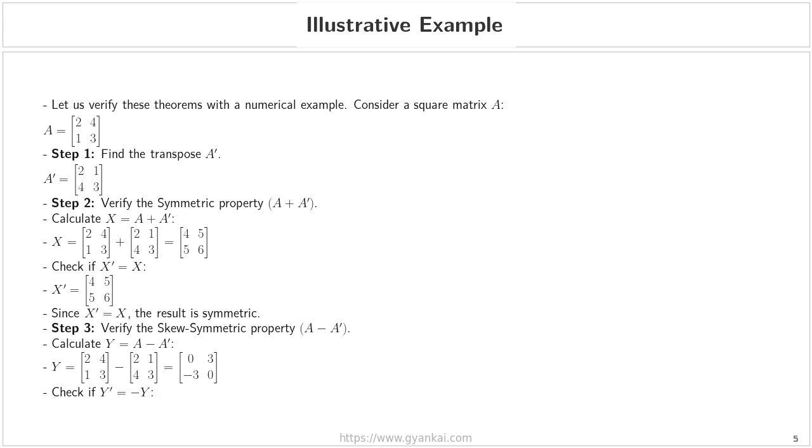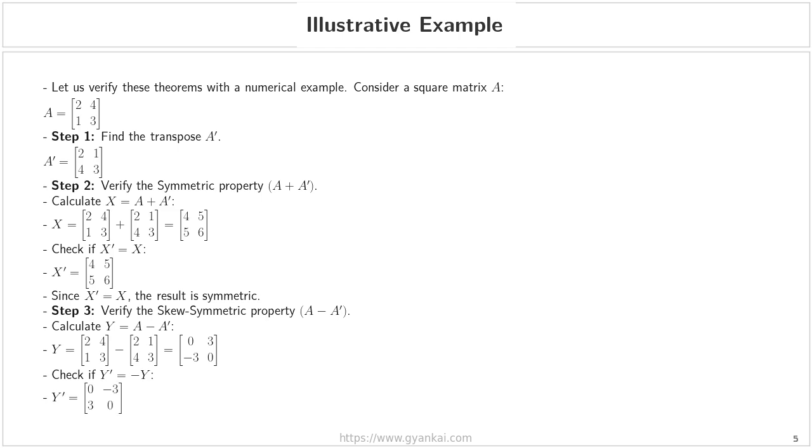To check for skew-symmetry, we need to see if Y transpose is equal to negative Y. First, let us find Y transpose by swapping the rows and columns. This gives us the first row, 0 and negative 3, and the second row, 3 and 0.